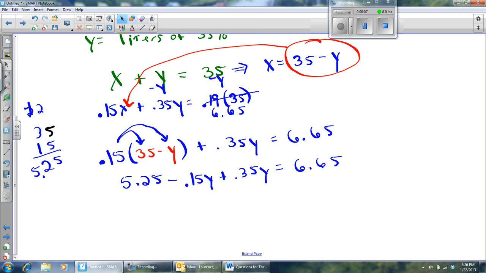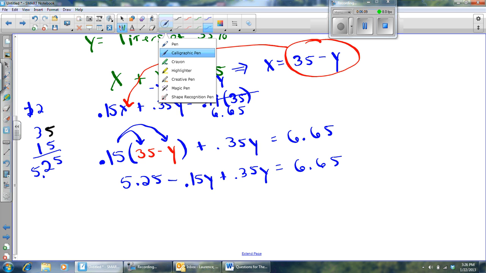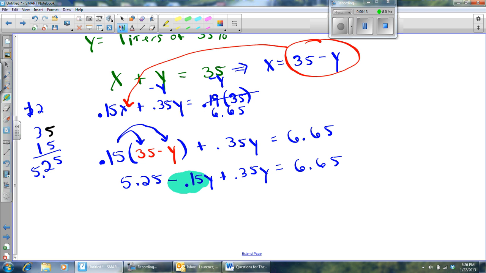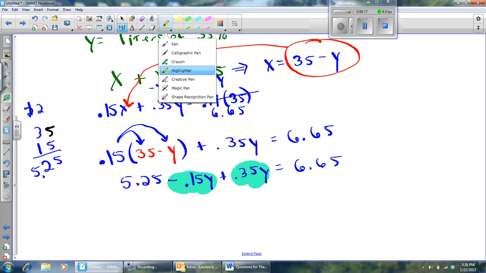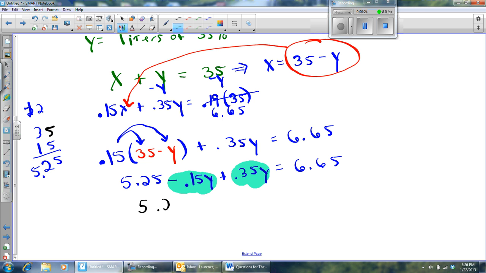Right here I have some like terms. There and there I've got like terms, so I'm going to put them together. And so I'm going to get 5.25 plus 35 minus 15 is 20. Don't make this hard. 6.65. And then I'm going to solve my two-step equation.